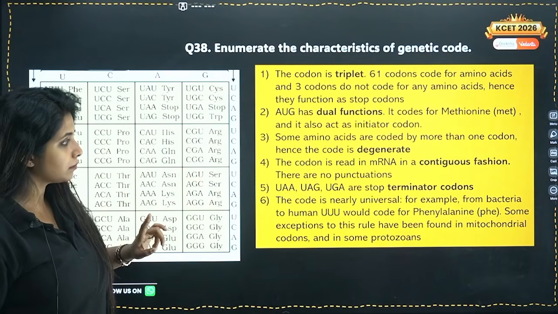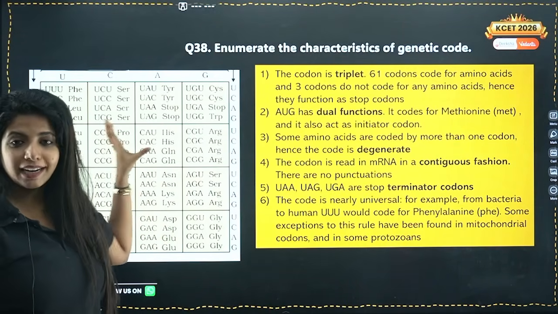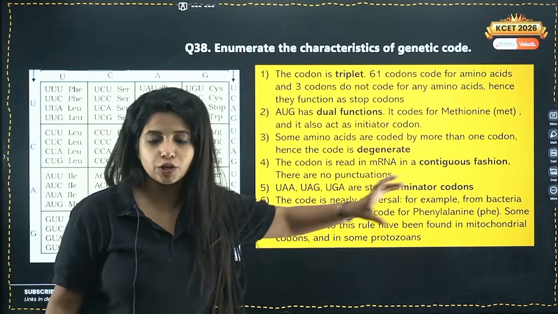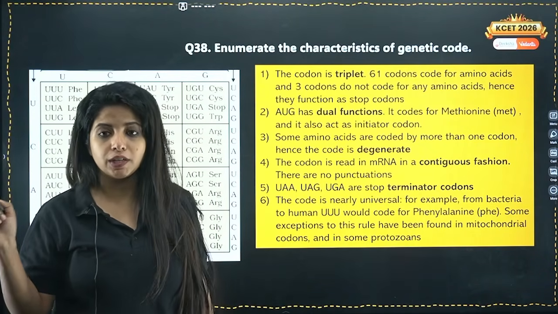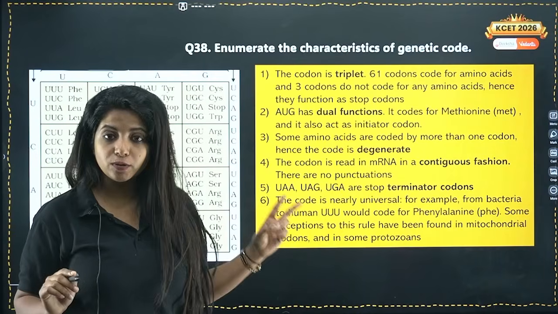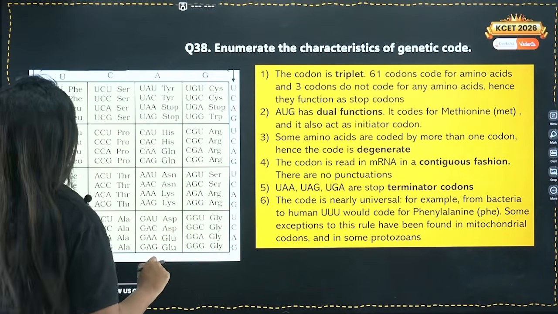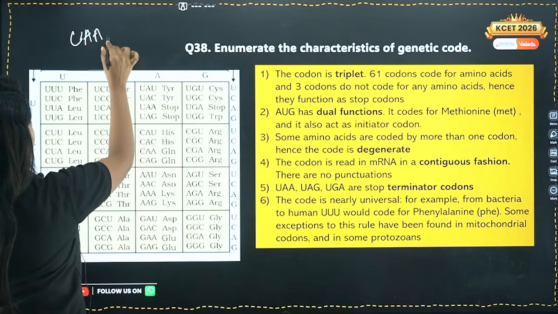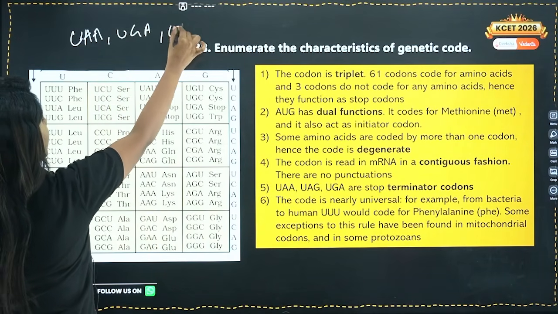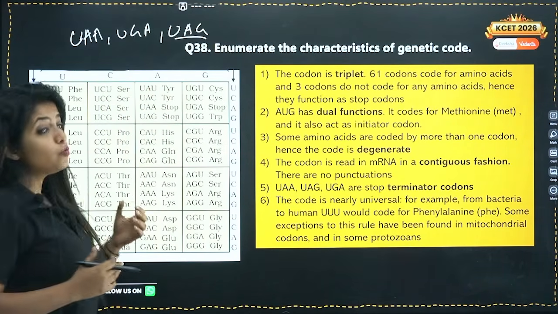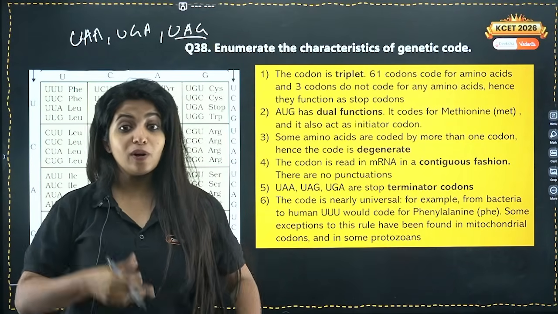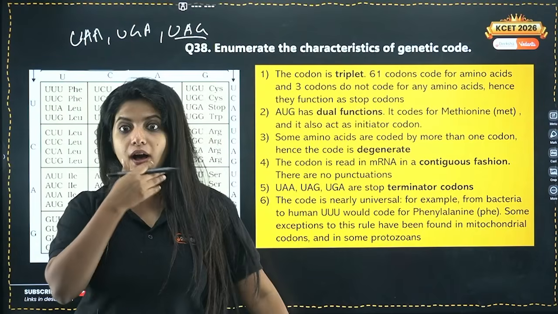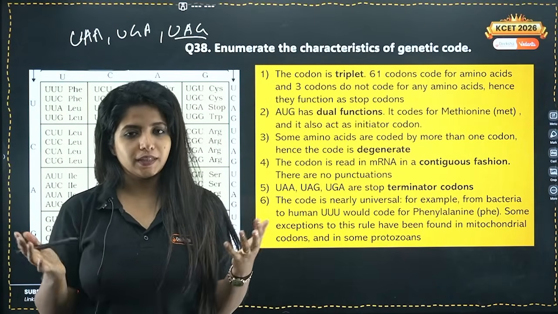Now the next thing, if you see an mRNA sequence, there is no full stop, nothing like that. So it is read in a contiguous, continuous fashion. And my dear children, you have 3 stop codons. I already told you those are the exceptions. They are UAA, UGA, and UAG. AG means fire, you can remember it like that. UAG is there. UAA, and then UGA.